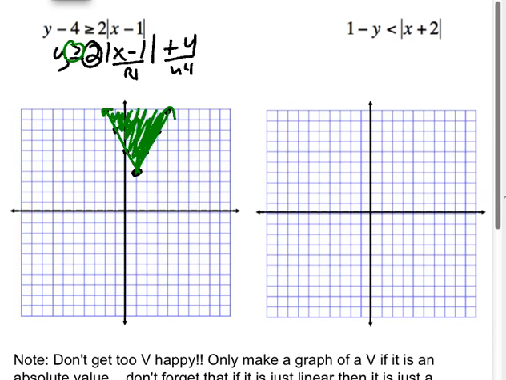All right, and this next one. Again, the goal is getting y by itself. I need y alone, so I'm going to subtract that 1.